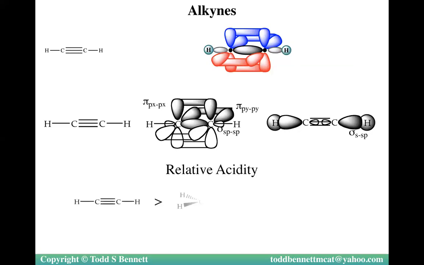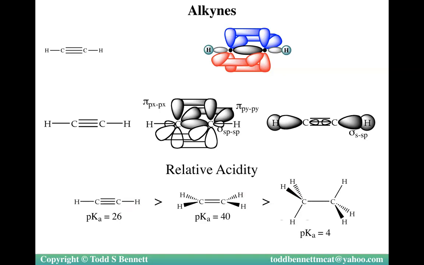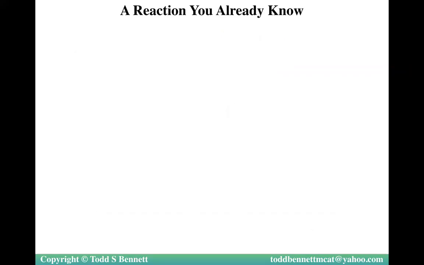Relative acidity, again: alkynes are more acidic than alkenes. Alkenes are more acidic than alkanes. The pKa's are roughly 26, 40, and 49, excuse me, sorry. So note that this is in the 25 range. So the 5, 10, 15, 20, 25 rule still holds for the most part. Okay, we have our background information.